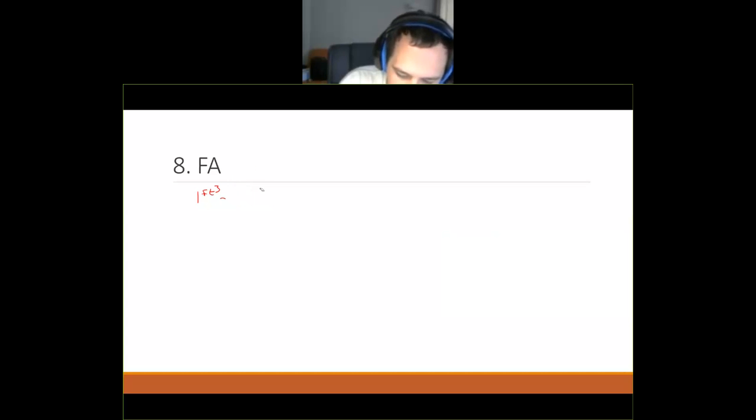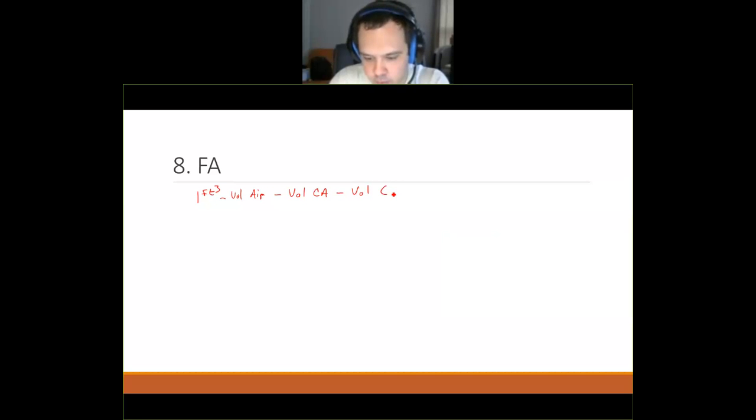And let's just write it out by words. Okay. So volume of air. So 6% in this case is going to be my volume of air. Then I'm going to subtract off the volume of the coarse aggregate. Then I'm going to subtract off the volume of my cement. Then I'm going to subtract off the volume of my fly ash. Okay, I'll write that out. All right, and then I also have water.